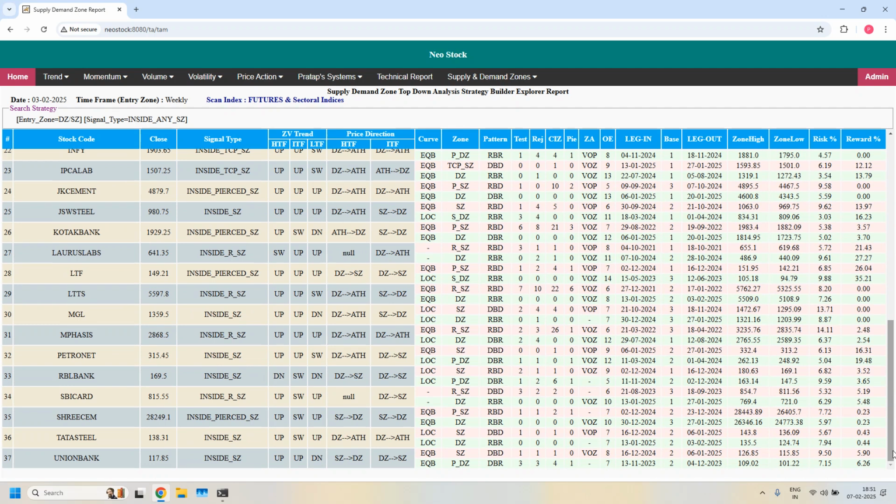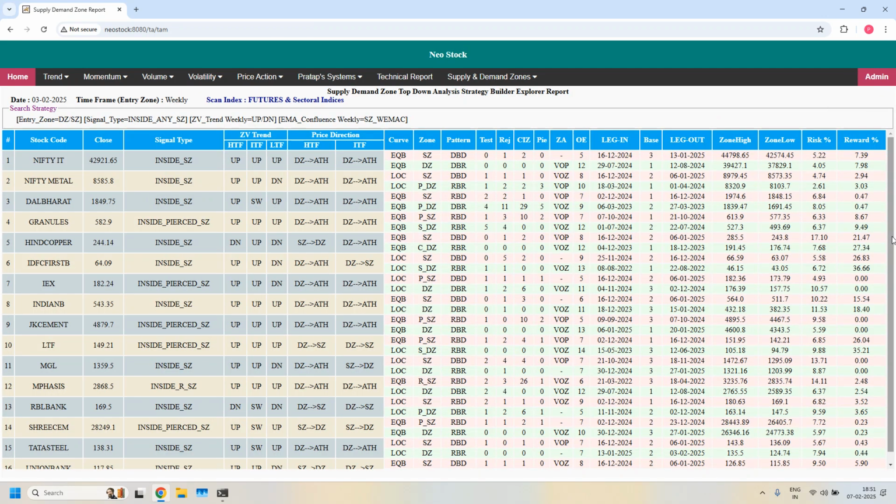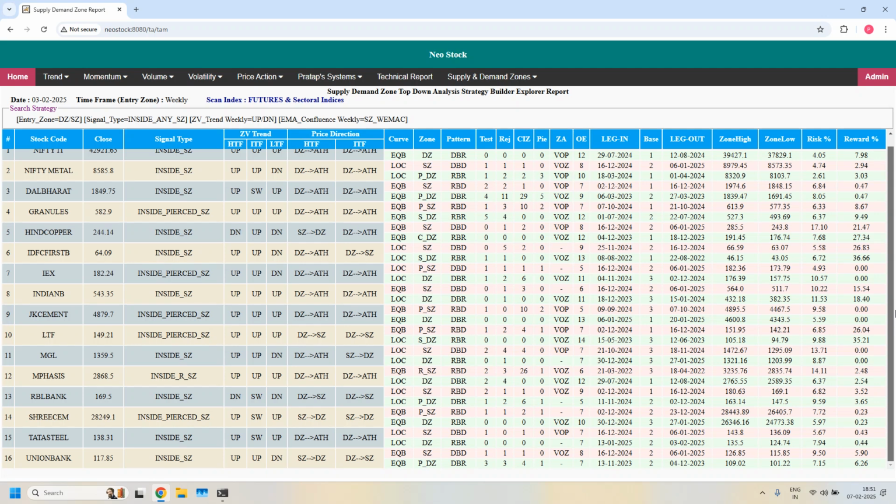We can further filter this list based on weekly supply zone having weekly EMA confluence. So in the EMA confluence filter at weekly time frame, I am setting the filter weekly supply zone having weekly EMA confluence, and trend on the weekly time frame should be either up or down. So with these filters from 37, the list has come down to 16 stocks.